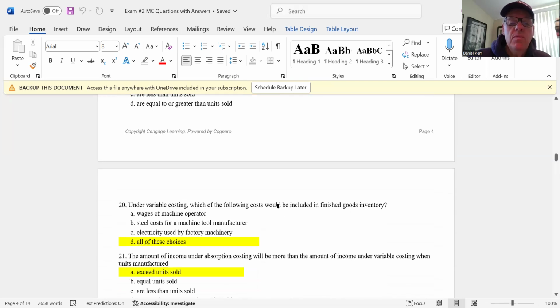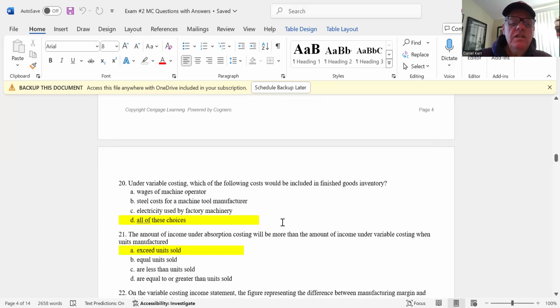Under variable costing, which of the following costs would be included in finished goods inventory? Wages, steel for a machine tool manufacturer, electricity used by factory machinery. All of those are variable costs. So your ending inventory would include variable cost. What it wouldn't include would be fixed cost. That would only be under absorption costing. So the correct answer there is D.